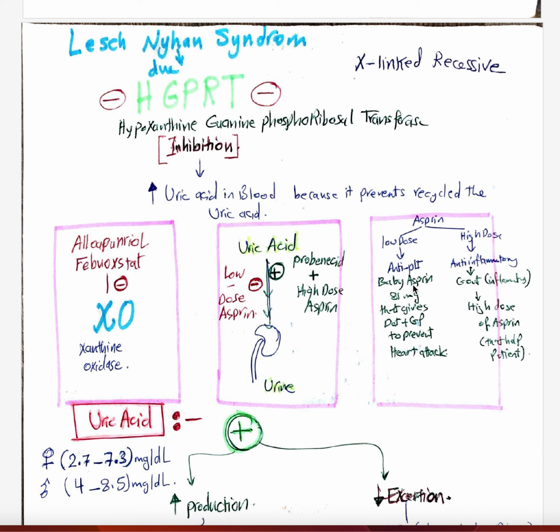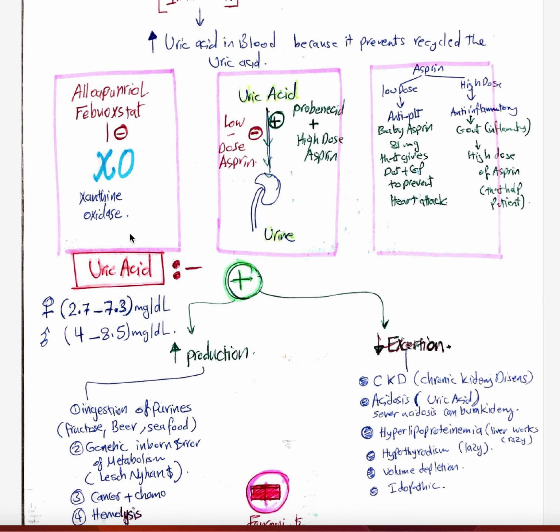But the high dose acts as an anti-inflammatory and not as an anti-platelet. Low dose acts as an anti-platelet, the high dose acts as an anti-inflammatory, and we use it for a person who is affected by gout, because of an increase of uric acid. High doses help the patient by increasing the elimination of uric acid, and we use something called probenecid.